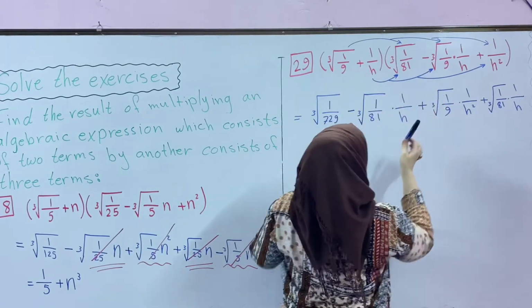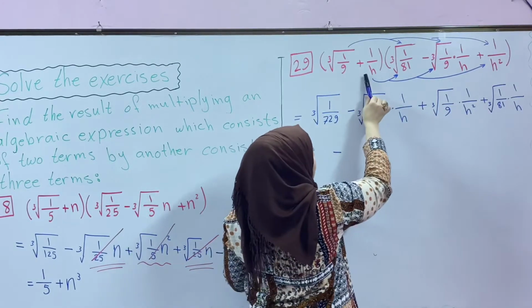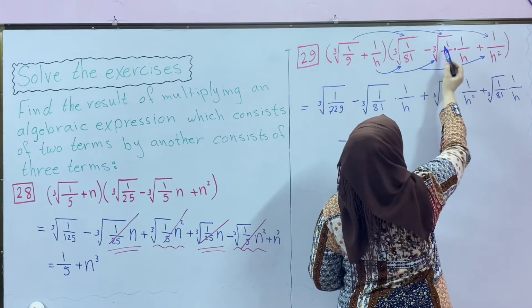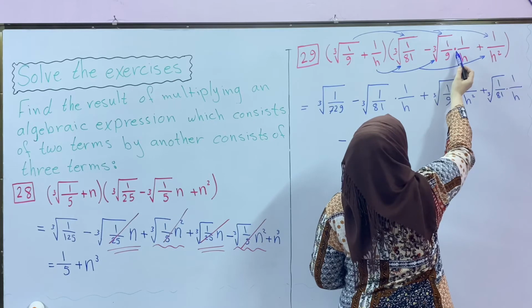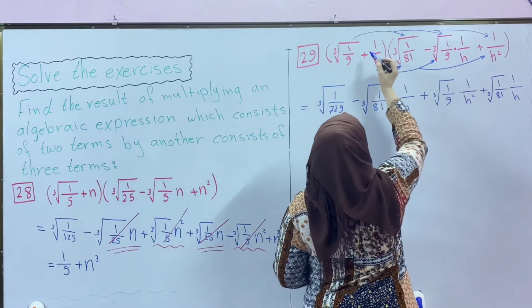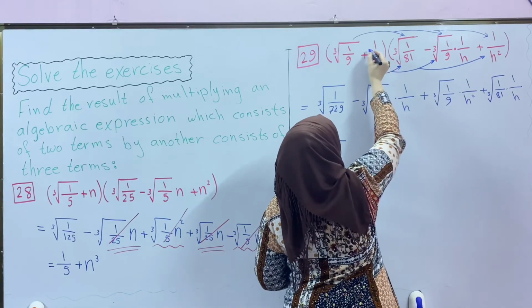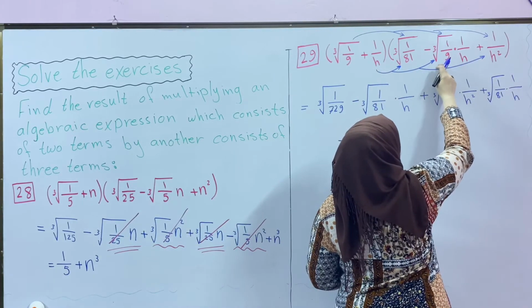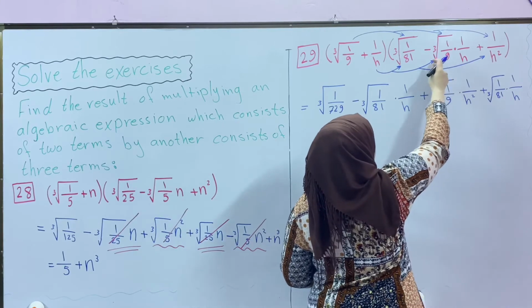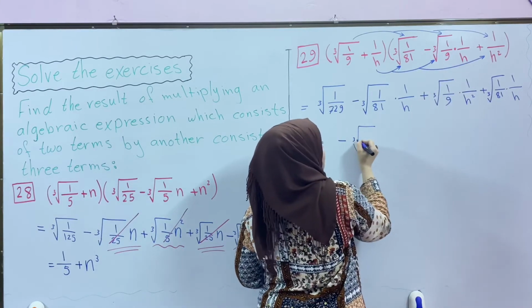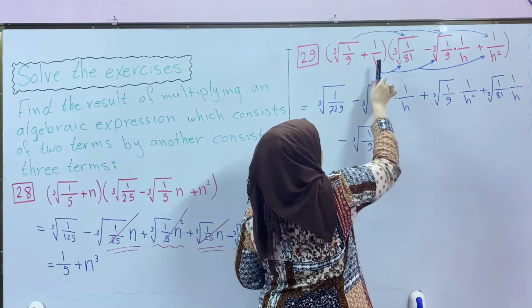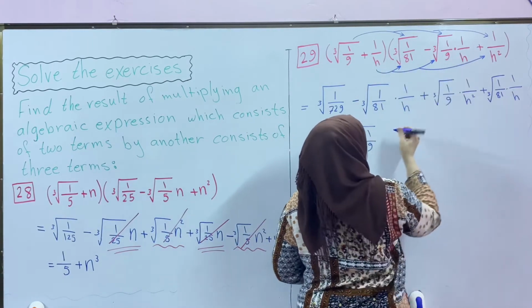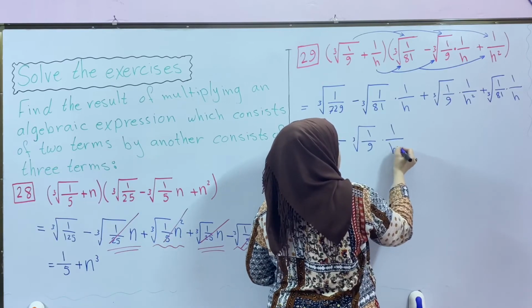Positive multiplied negative, negative. 1 on h multiplied cubic root of 1 on 9, 1 on h. Here the coefficient is 1. 1 multiplied the number or the numerical value, which is cubic root of 1 on 9, and we will multiply the variable by the variable. 1 on h multiplied 1 on h, it will be 1 on h squared.